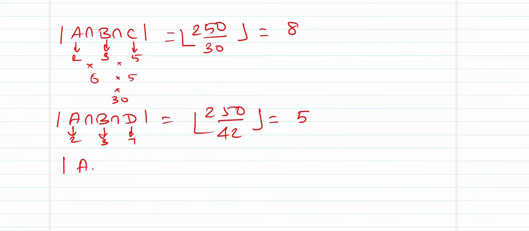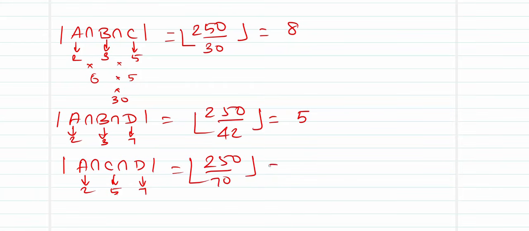The next one will be A intersection C intersection D. So this is for 2, you have it for 5, and this is for 7. 5 2s are 10, 10 into 7 makes it as 70. So 250 divided by 70, the number of integers divisible will be 3.